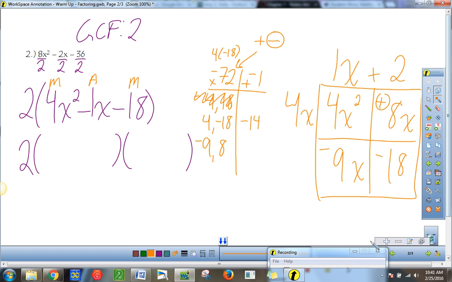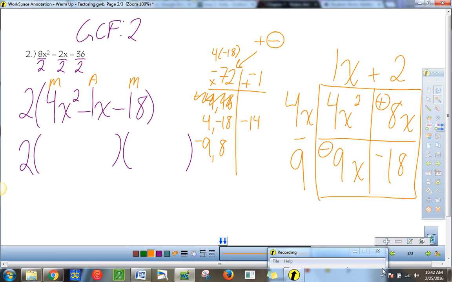So what does this number have to be? We've already taken a 2 out of this. What's left over? 1x plus 2. 8 and 18 both have it, it'll be even. Okay. Right? And then since this guy's negative, that guy has to be negative. Does that make sense? Yeah.